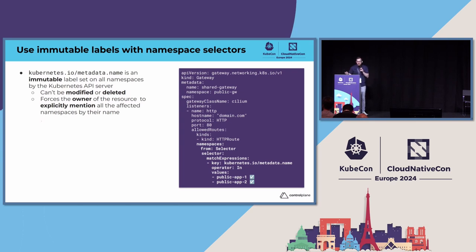One final remark I have about namespace selectors, and we just touched on this in one of the earlier slides, is that whenever you have namespace selectors, you should be looking into using the kubernetes.io/metadata.name immutable label. This explicitly requires the owner of the resource which has a namespace selector to mention the namespaces which are allowed to access that resource by name. And obviously, this might be a bit more maintenance effort because you cannot use just whatever label, but at least this cannot be modified or deleted by attackers. So a lot of the attacks we've seen before might be mitigated by having this approach.